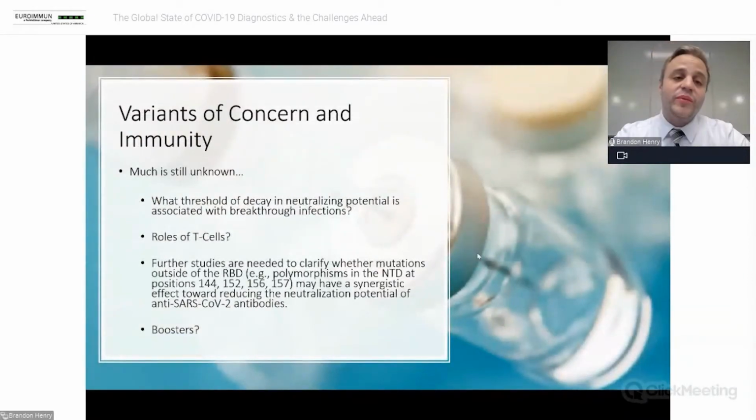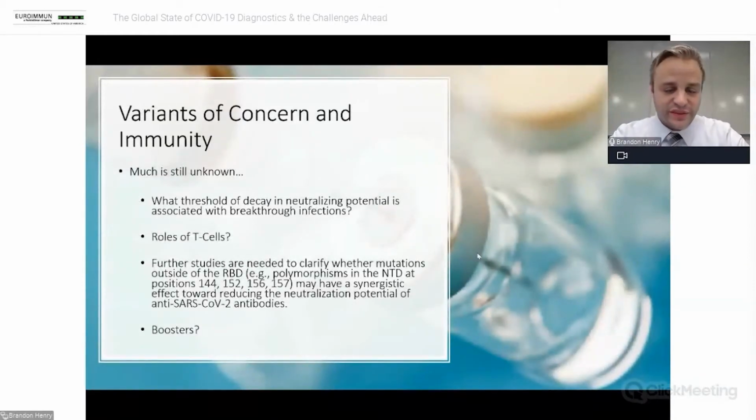We still don't know much about how variants of concern impact immunity, right? What is the threshold of decay in neutralizing potential that is associated with breakthrough infections? We don't know because we don't have a nationwide monitoring program. What's the role of T cells? Again, we're not quite sure, and that requires further studies.